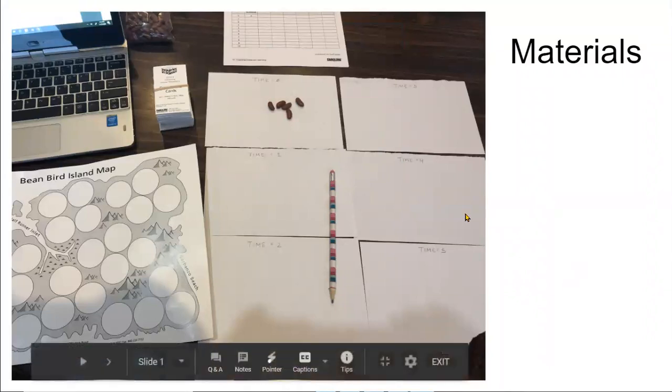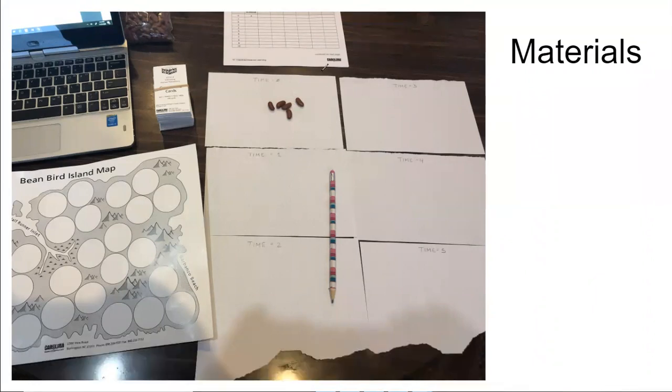Looks like it. Okay. So for activity 1, these are your materials. And I'm just going to use the annotation tool again. And okay, so like you can see on here, it actually says time 0, time 1, time 2, time 3, time 4, time 5. And I have my 5 beans right there. I have my data table up here. I don't need the bird bean island map yet. That is activity 2, and that's going to be something else. So then we have my pencil.